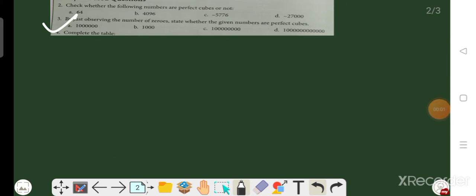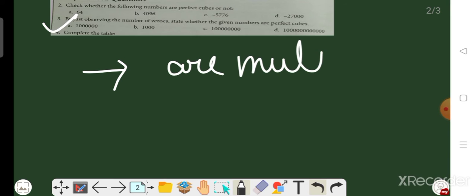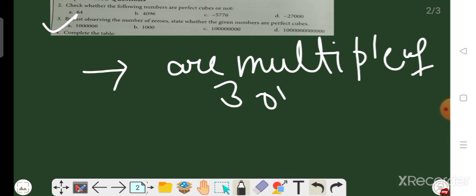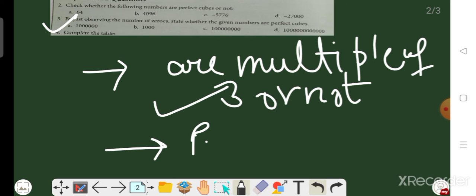Third question beta. In the third question, by just observing the number of zeros, state whether the given numbers are perfect cubes. Okay. In this question beta, we have to count the number of zeros in the given number, and then we have to check whether the number of zeros is a multiple of 3 or not. Okay. If it is a multiple of 3, then the given number is a perfect cube.